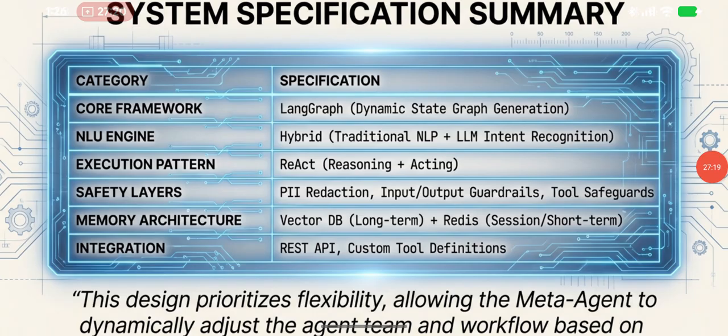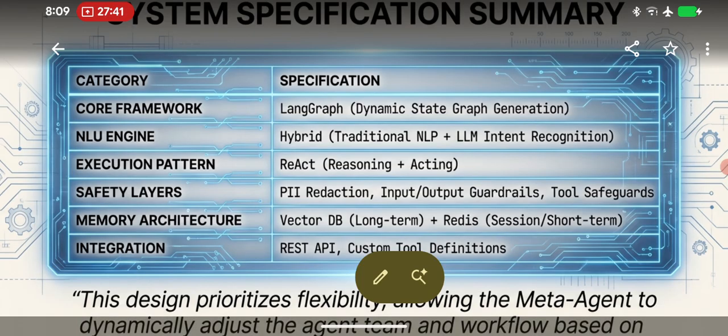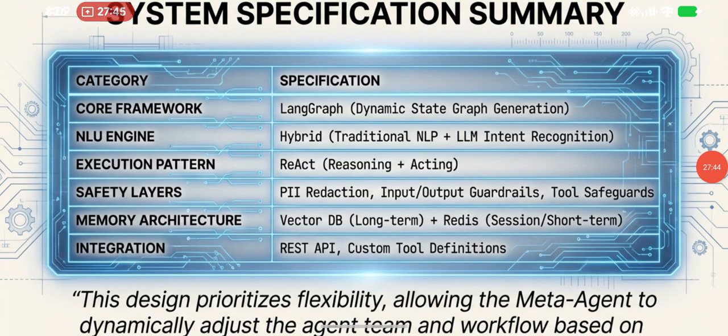Okay, so for the execution pattern, we use reason and acting. For safety, we use guardrails, and for PII, we can use Privacera, Ranger, or Protegrity kind of solutions. For the memory architecture, we use VectorDB for long term and Redis for short term. And for integration of APIs and tools, we use REST APIs.